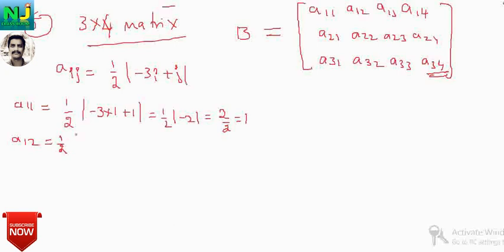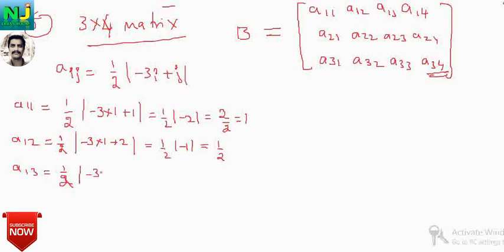A12 is equal to 1 by 2 minus 3 into 1 plus 2. So minus 3 into 1 minus 3 plus 2 becomes minus 1. That is, modulus of minus 1 becomes plus 1. It is equal to 1 by 2. So that is A13 is equal to 1 by 2.